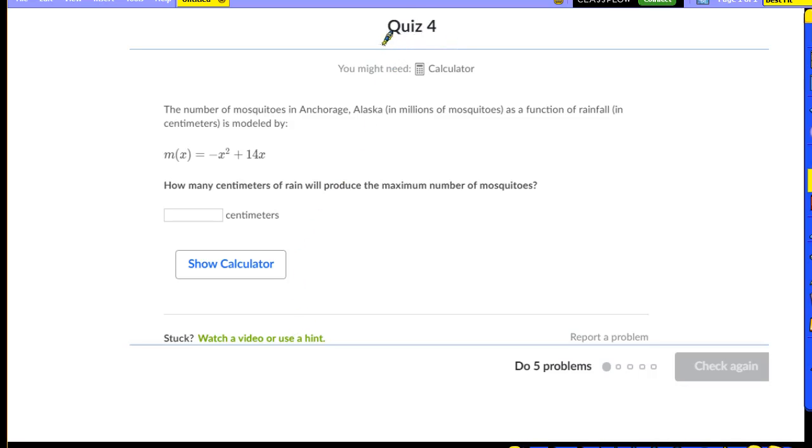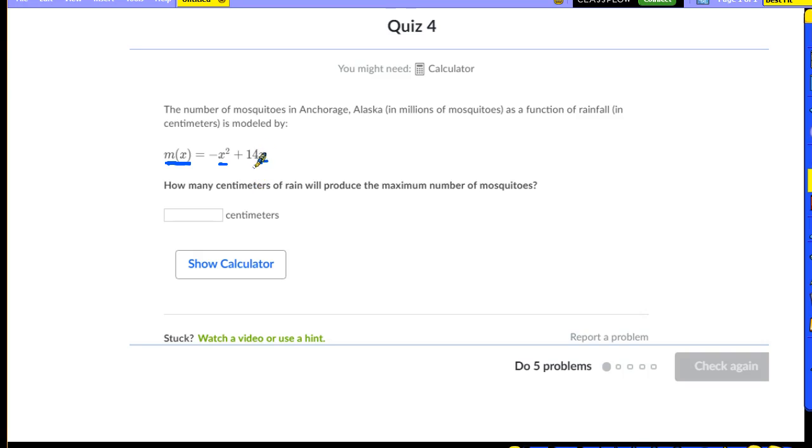This is quiz 4 for quadratics in Khan Academy. In this problem, it says the number of mosquitoes in Anchorage, Alaska, as a function of rainfall is modeled by this equation. And what they're trying to tell us is that this m right here is the number of mosquitoes, and the x's are the amount of rainfall.